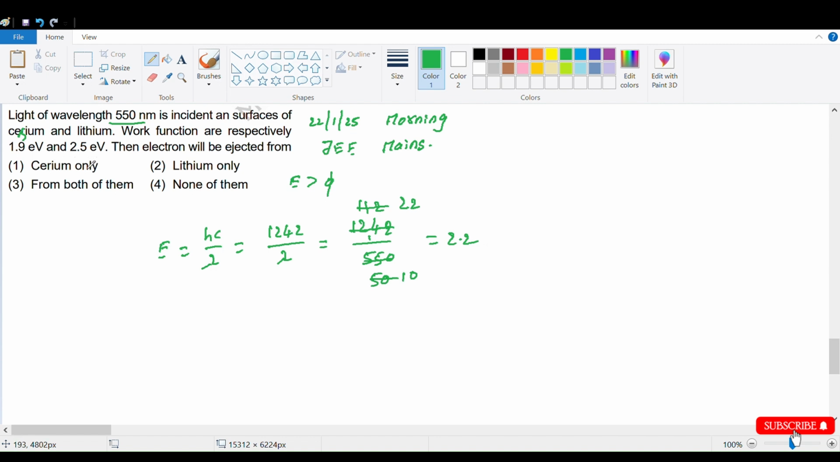So here the energy 2.2 eV is incident on the surface, whose work functions are 1.9 and 2.5. See, this energy is lesser than the second work function, so the electrons of the second metal, that is lithium, do not liberate, cesium will liberate. So answer 1, cesium only.